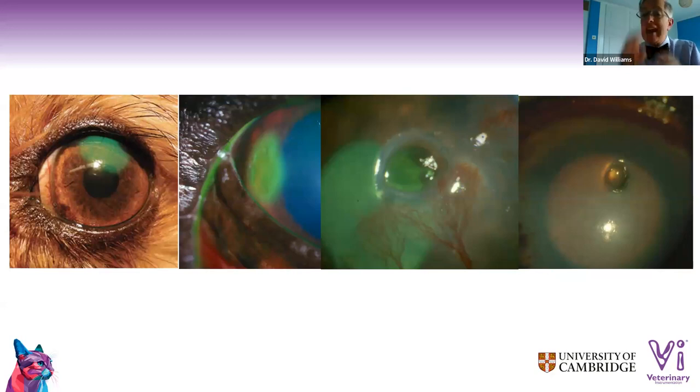But actually, the key thing is that probably dry eye was what was causing the problem at the beginning. The other question is, so what's the cause? The other question was, how deep is it? So the one on the left and the next one are really superficial. The third one along is sort of half stromal thickness.